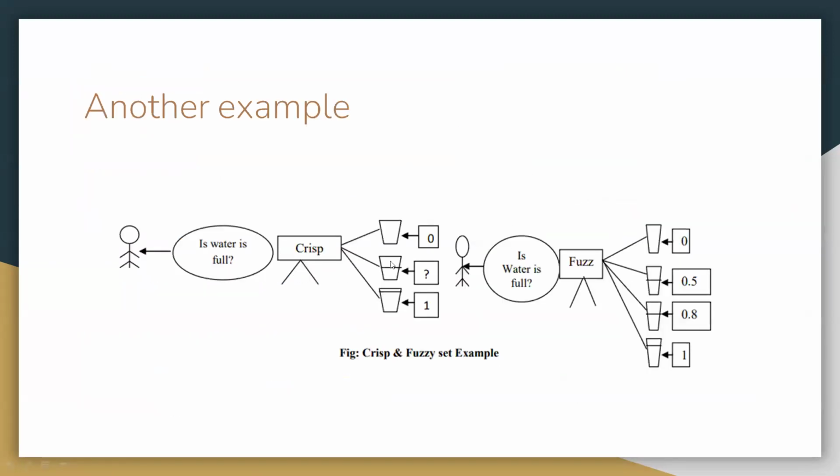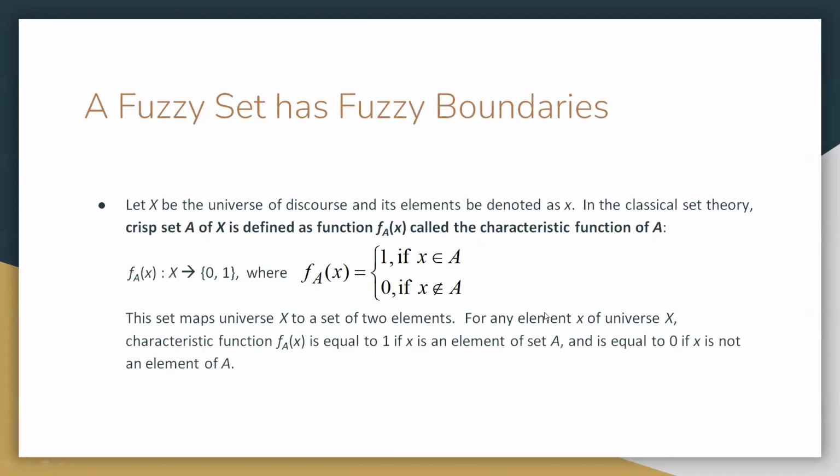Another example of a crisp set and a fuzzy set, showing a glass filled with water. Is the water full? I think there's some grammar mistake here, please ignore that. Is the water full? It is 0 here, whereas it is 1 here. It is half filled here, but there is no solution for that in a crisp set. But when it comes to a fuzzy set, you can see 0.5, 0.8, and so on. You have different degrees of membership.